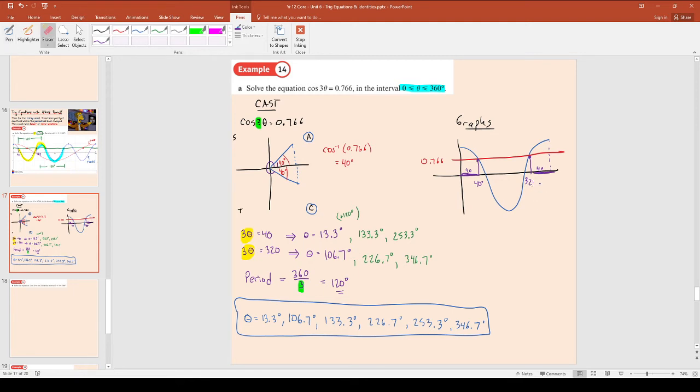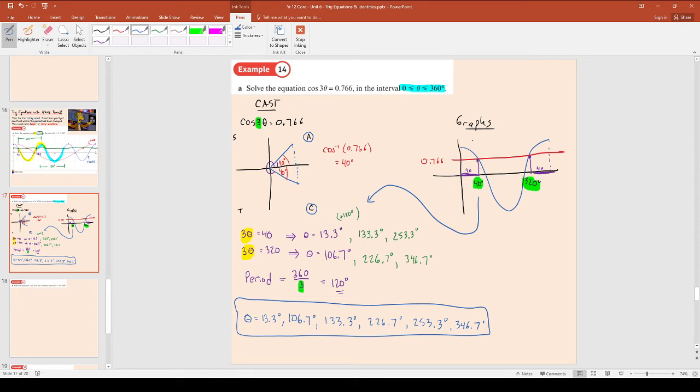I'm going to make it prettier. 320 degrees. Okay, so from your graphs method, those are your two answers from the graph. And now the question becomes exactly the same. You go from here to here. So the only difference between the graphs method and the CAST method is this center step, okay?